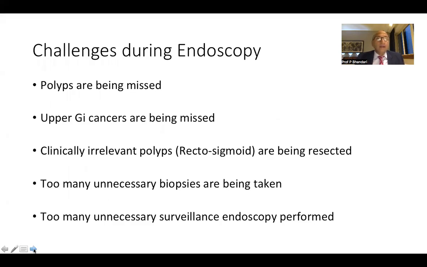So why exactly do we need it? Because there are lots of challenges during endoscopy. All endoscopists miss polyps, some miss more than others. We do miss upper GI cancers, and we do remove a lot of polyps which are irrelevant and have no clinical consequences. Similarly, we take a lot of unnecessary biopsies, again, which are not clinically required. And we do perform too many endoscopies, too many unnecessary surveillance. So all these issues could be addressed if endoscopic imaging is utilized properly.